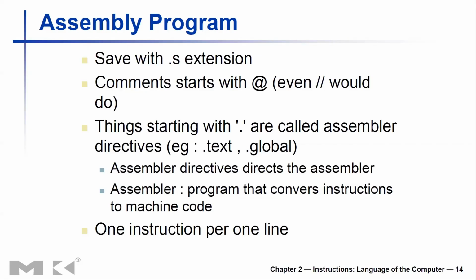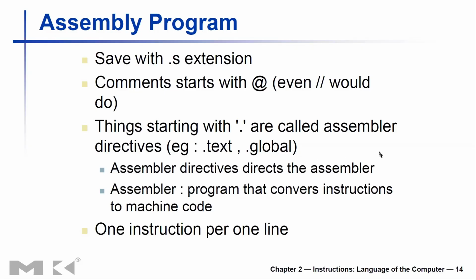And things starting with a dot are called assembler directives. In a typical assembly program, you will see things like .text and .global. These parts we call assembler directives. We use them to direct the assembler. I think you have seen compiler directives in C, so these are similar to that. And the assembler is the program that converts instructions to machine code.